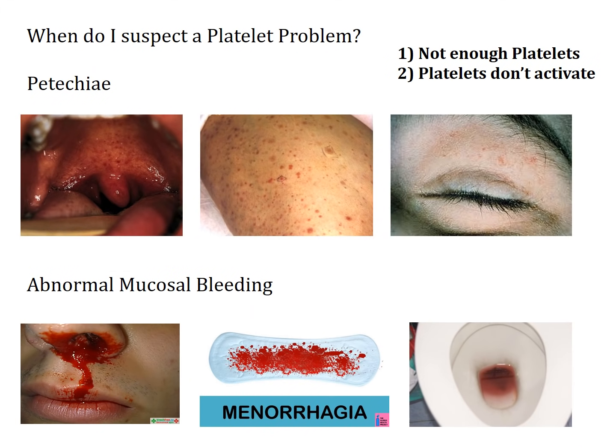Okay, when should you suspect a person has a platelet problem? Either they don't have enough platelets or the platelets that they have can't activate. They're dysfunctional. What is the characteristic rash that you see in an individual with a platelet problem? You can see this rash on mucosal surfaces, or you can see this rash on skin. What's that rash called?